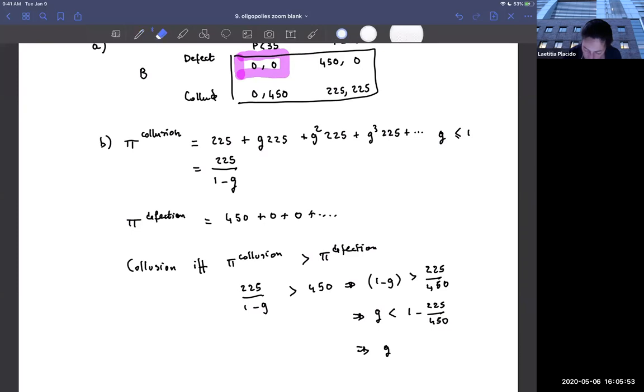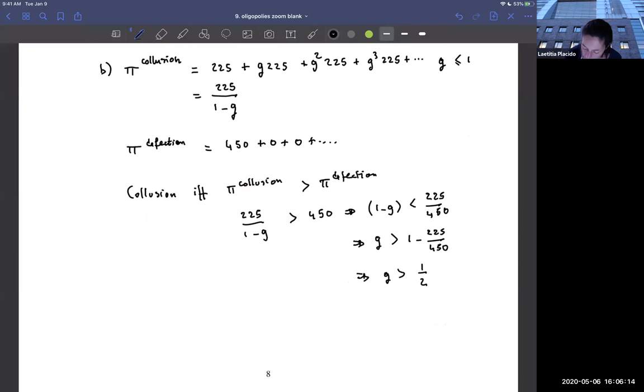Okay, yeah. So the sign here, sorry, that's the opposite. So this is smaller, and so g is higher than this, and this is 1/2. So what does it mean? g has two interpretations here. g is the probability that the game is going to be repeated in the next period. So with this interpretation, if the probability that the game is going to repeat in the next period is high enough, then firms are going to collude on setting a price at the monopolist level.